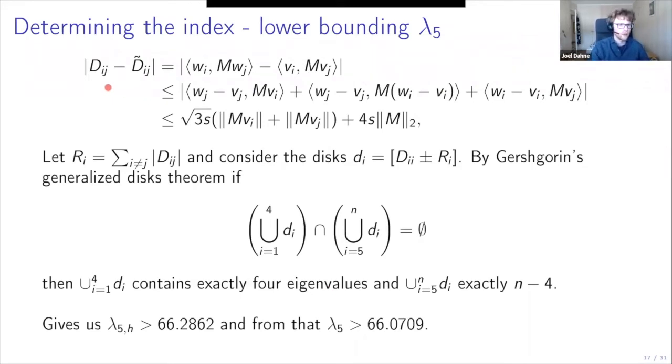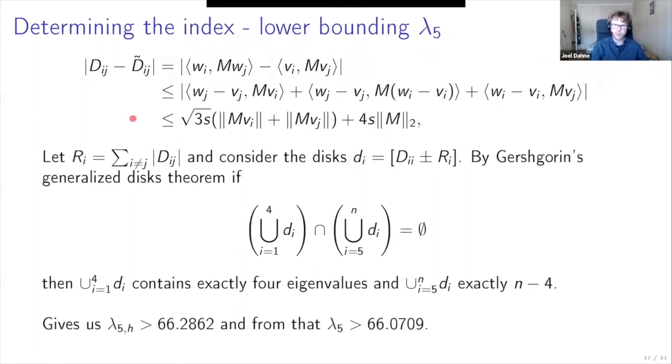Yes. So we don't know D explicitly. We only know D tilde. But using this lemma, we can get the upper bounds for this difference. So you do some computations, and then you end up with some sort of upper bound, and we can see that S occurs in both of these terms. So as long as S is small, that our approximation was approximately orthonormal, we will get that this bound is small. So we have a good approximation.